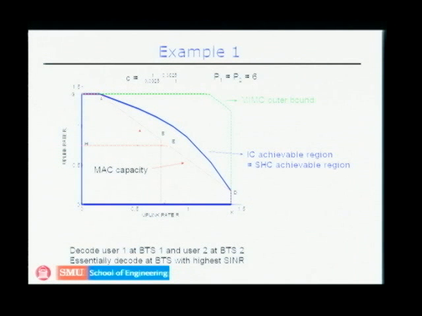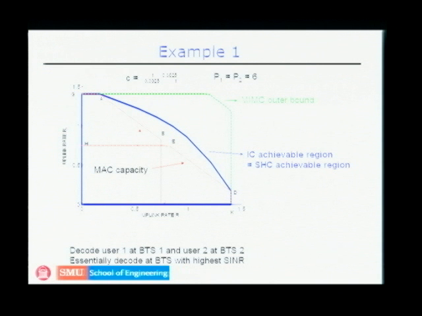All the others are contained inside the blue. Right? So the blue is the dominant one. That's why we said the SHC, soft handover channel, achievable region is the interference channel achievable region. Okay, the terminology of the IC achievable region. IC is interference channel achievable region. It's a funny terminology.